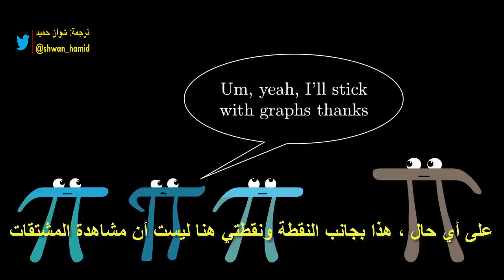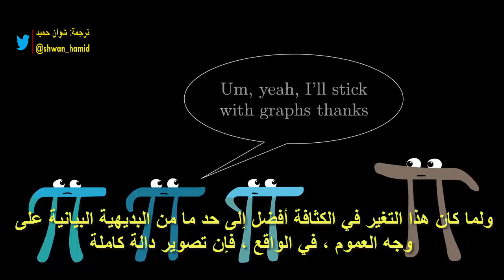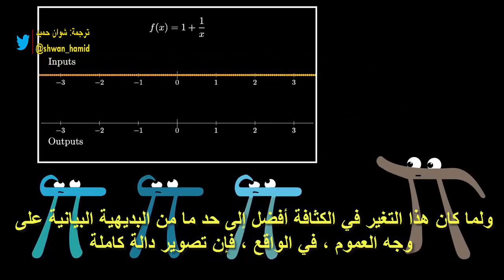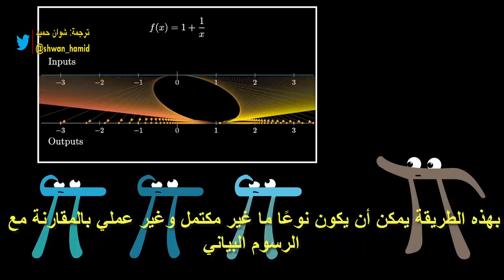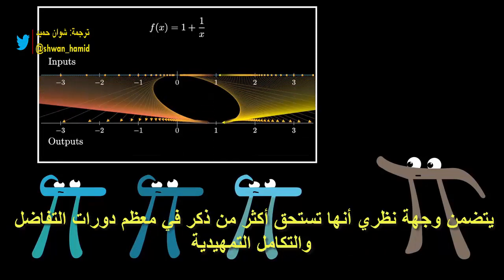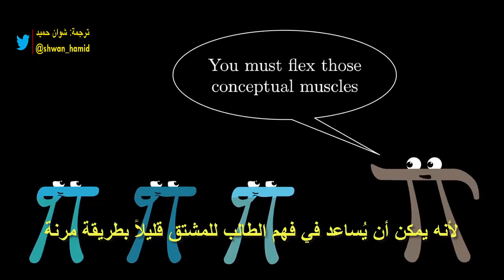And my point here is not that viewing derivatives as this change in density is somehow better than the graphical intuition on the whole. In fact, picturing an entire function this way can be kind of clunky and impractical as compared to graphs. My point is that it deserves more of a mention in most of the introductory calculus courses, because it can help make a student's understanding of the derivative a little bit more flexible.